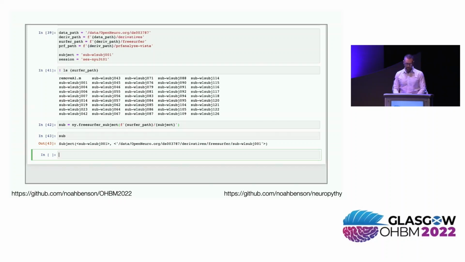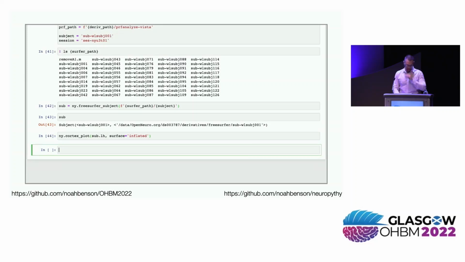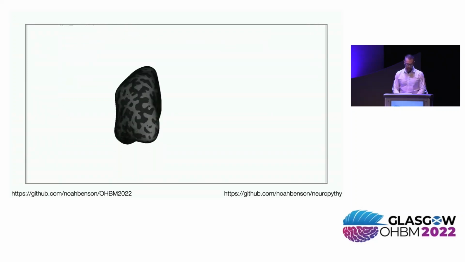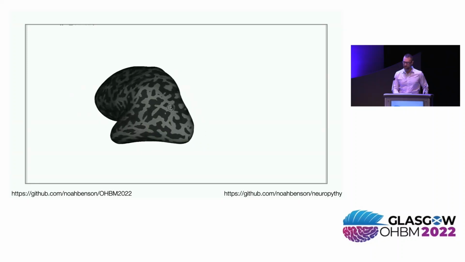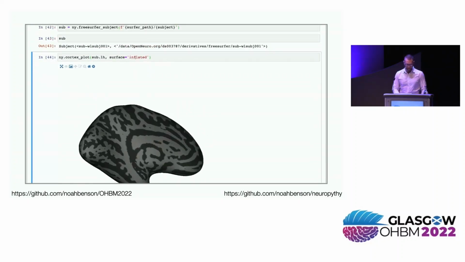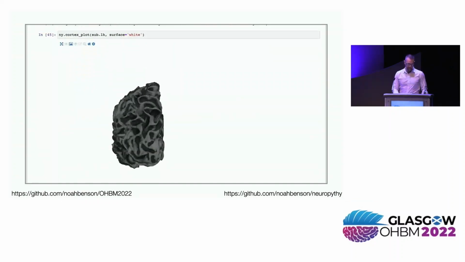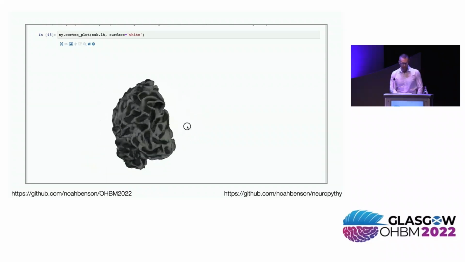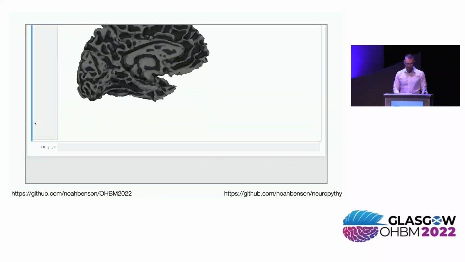So at this point, let's go ahead and do a visualization. So we're going to use the function neuropythy.cortexplot, which will plot the 3D surface, and we're going to pass it the subject's left hemisphere here. And we're going to ask it to plot the inflated cortical surface to start with. So when we run this, we'll get a 3D model here in the browser that you can actually interact with. This is the inflated surface for this subject, for the left hemisphere. Let's take a look at the white surface as well. So we'll just ask it to plot the white surface here. And that's a much more normal looking surface to me anyway. So here we have the white surface, so that seems to work fine.